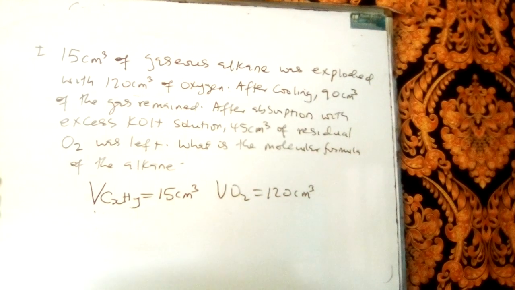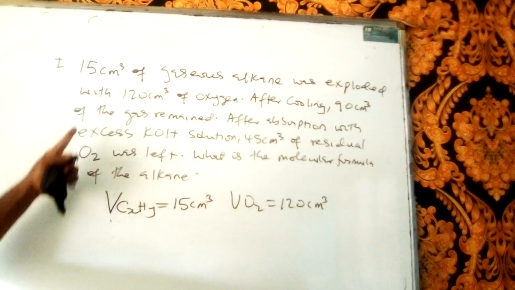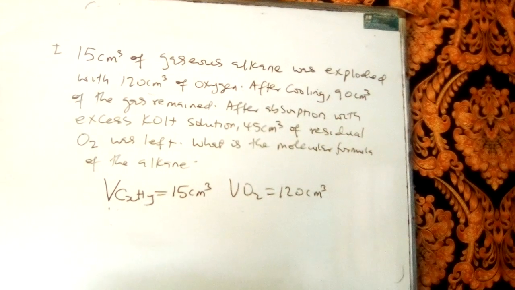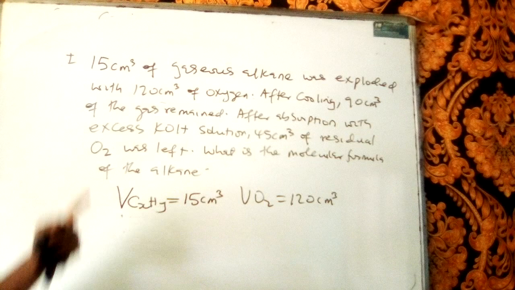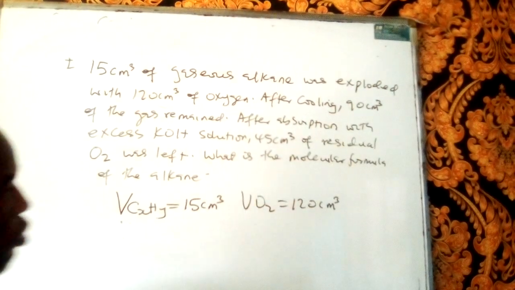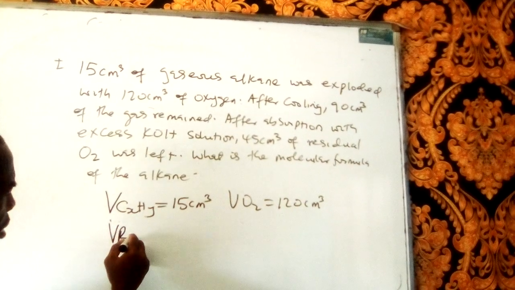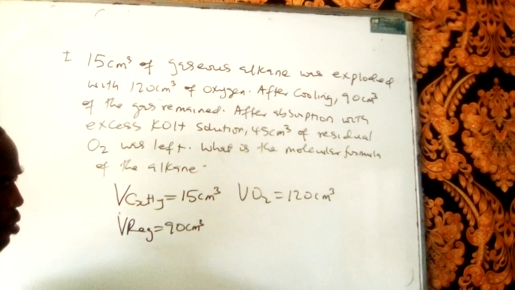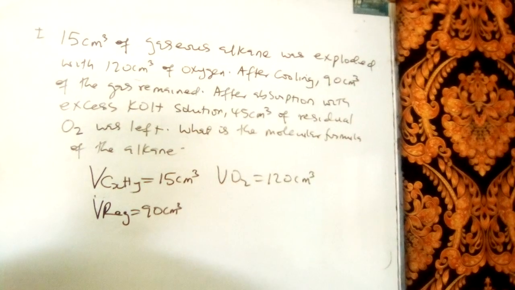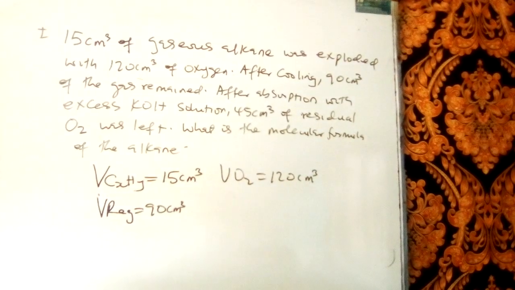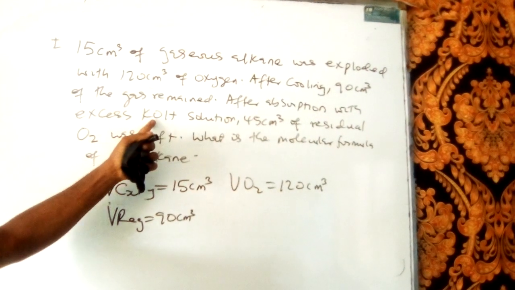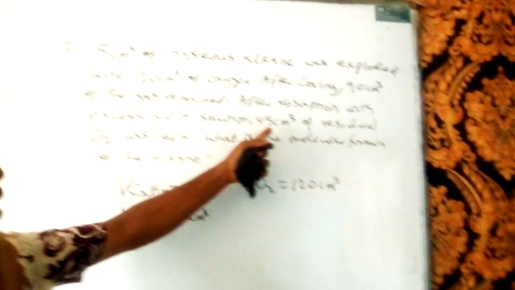After cooling, 90 cm³ of the gas remained. What remains after the reaction is called the residual gas, so the volume of residual gas is 90 cm³. Remember, residual gas includes the product and the excess gas. Then after absorption with excess potassium hydroxide, 45 cm³ of residual oxygen was left over.